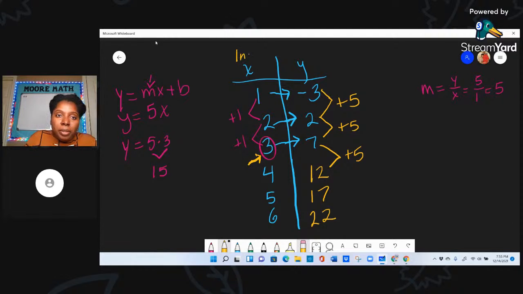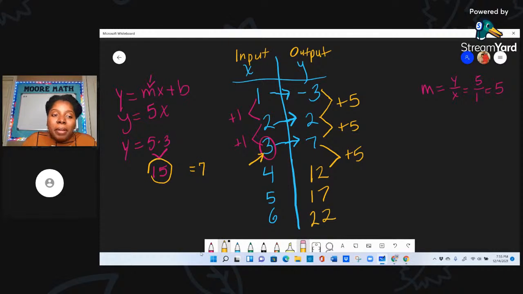So here's the input, x, and here's the output. So I put in the 3, okay? You see the 3 on the input that's circled? Okay. So I put in 3, and what does the output say? 7. Okay. Now, I didn't get 7. I got 15.